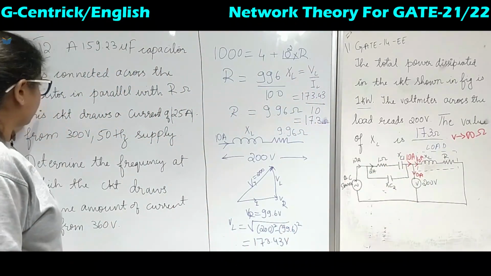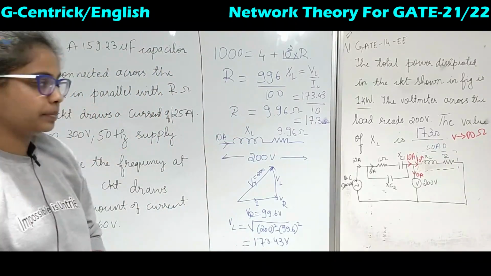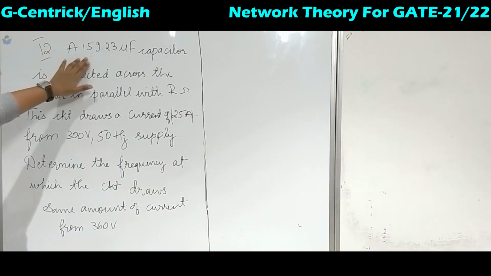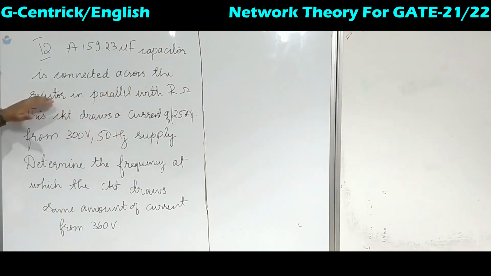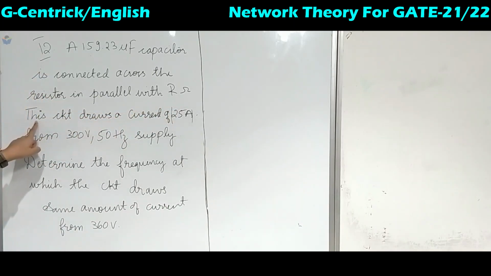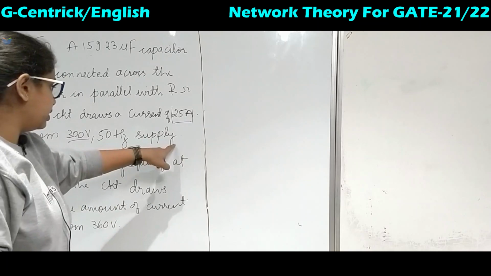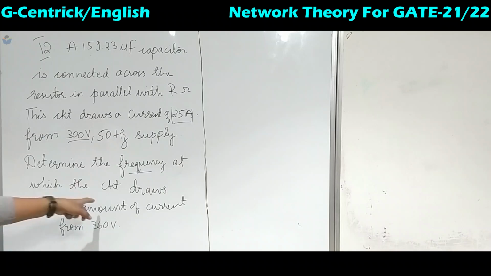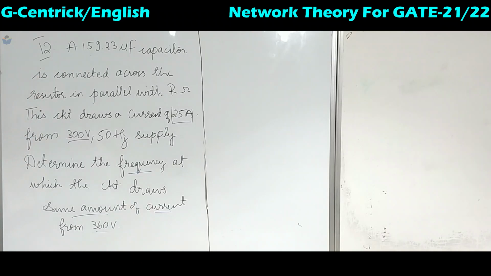Okay, so next we will come to this problem. Okay, so I'll rub this full part, so that we will solve this one. Okay, coming to this 12th problem. So the question is, a 159.23 microfarad capacitor is connected across the resistor in parallel with R ohm. Okay, and this circuit draws a current of 25 amperes from 300 volt 50 hertz supply. Okay, so we have to find the frequency at which the circuit draws the same amount of current from 360 volts.